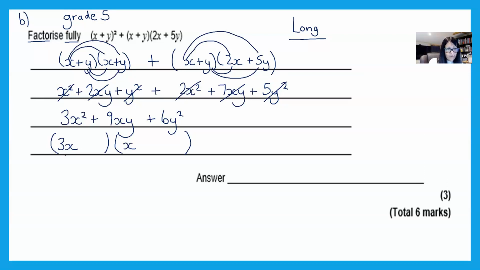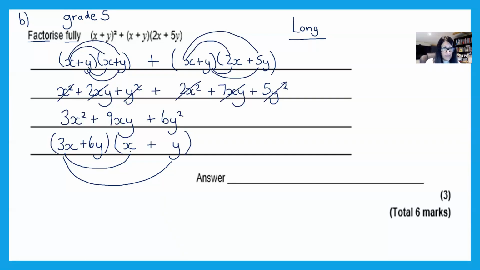Okay, so I've got my 3x squared. I need my 6y squared at the end. So I know it's going to be y and y. Now let's have a little think. If I do x times x, that's 3x squared, and then 3x times y is 3xy. I need another 6xy, so I know that's going to go there. And because it's all positive, easy peasy, positive, positive.